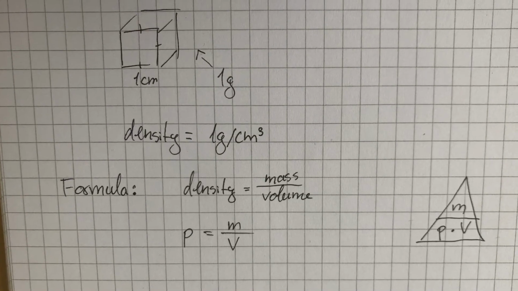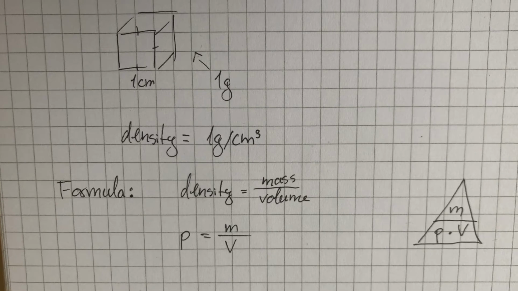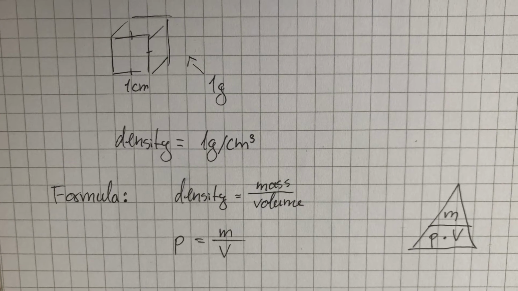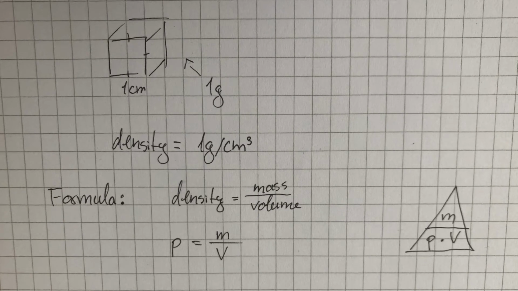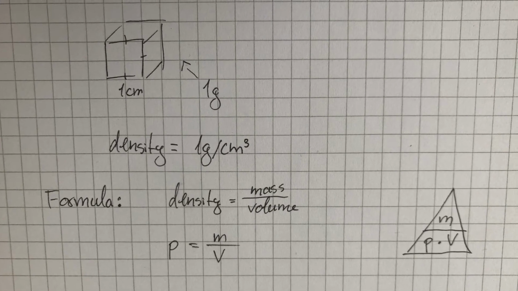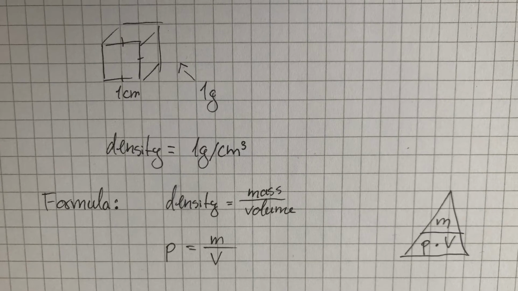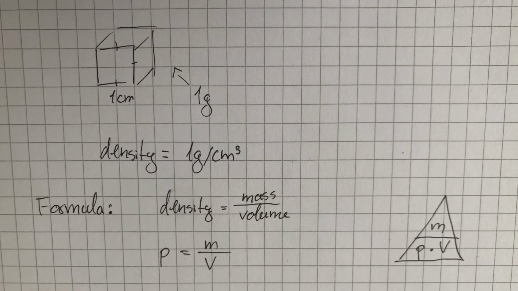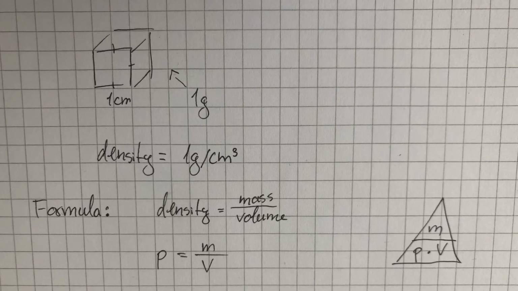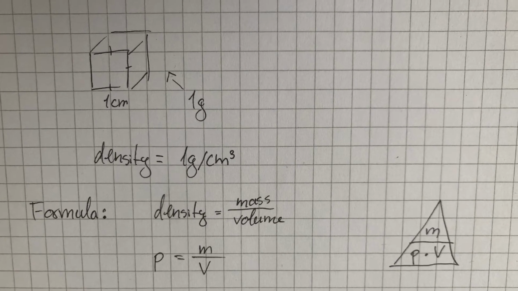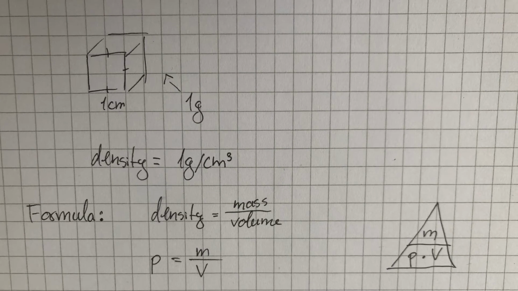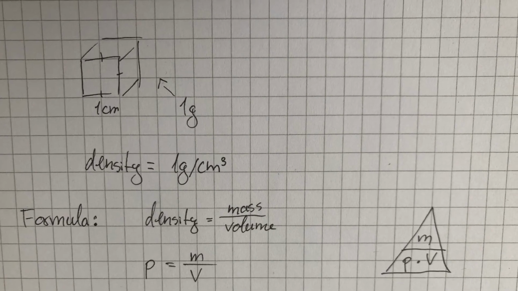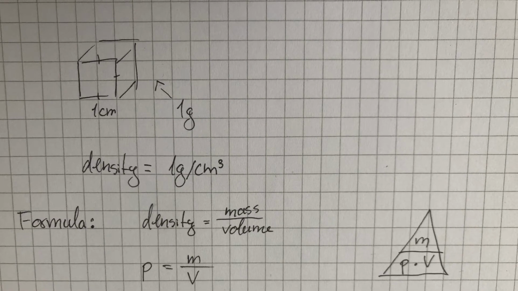In the example shown here, there is a cube of volume 1 centimeter cubed, as it is 1 by 1 by 1 centimeter, and it weighs 1 gram. So from that, you could deduce that the density is 1 gram per cubic centimeter. However, this is not in the standard units. The SI units, or the standard units for density, would instead be kilograms per meter cubed. So to convert from grams per centimeter cubed to kilograms per meter cubed, you would have to multiply it by 1,000.